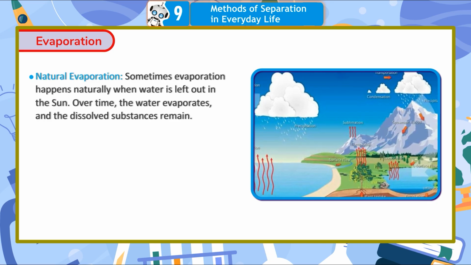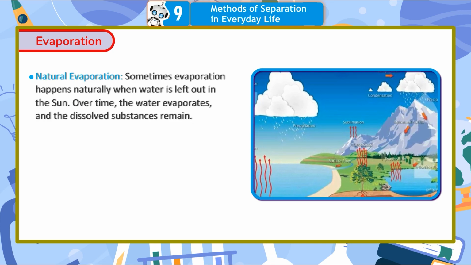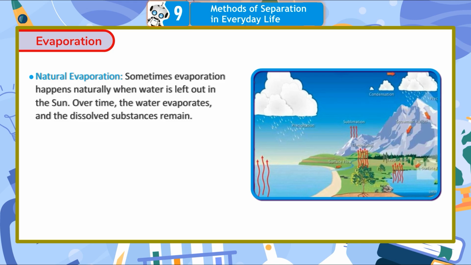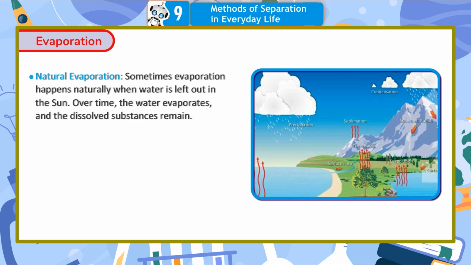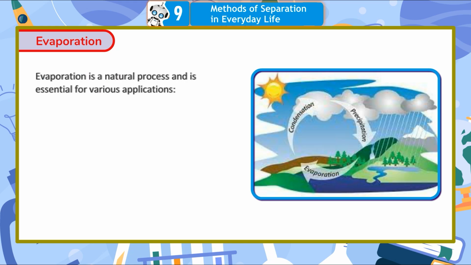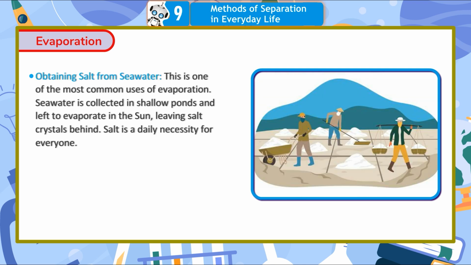Natural evaporation. Sometimes evaporation happens naturally when water is left out in the sun. Over time, the water evaporates and the dissolved substances remain. Evaporation is a natural process and is essential for various applications. Obtaining salt from seawater. This is one of the most common uses of evaporation. Seawater is collected in shallow ponds and left to evaporate in the sun, leaving salt crystals behind.